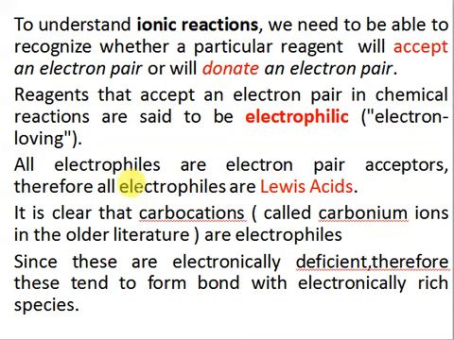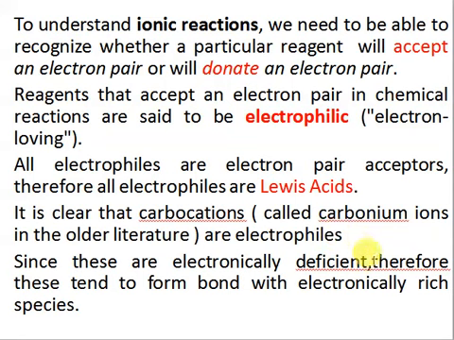From this definition, it is very clear that all carbocations, also known as carbonium ions, are electrophiles because they have a full positive charge and are highly electron deficient. They need 2 electrons, so they can easily accept 2 electrons. Since they are accepting an electron pair, they are considered electrophiles, or they are also known as Lewis acids.